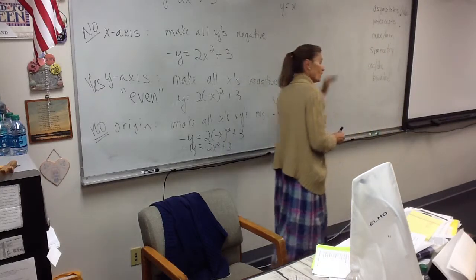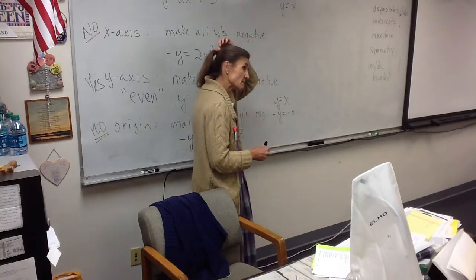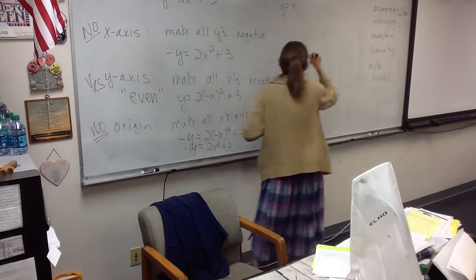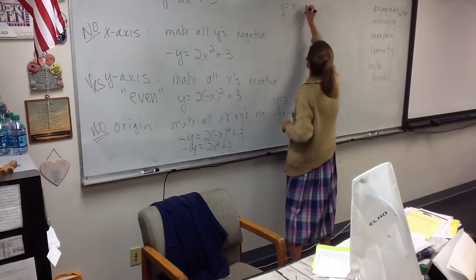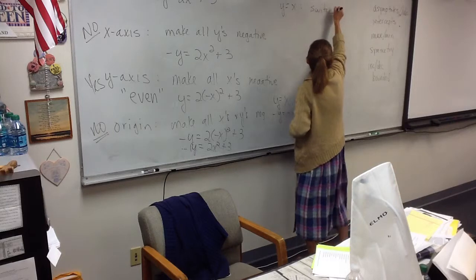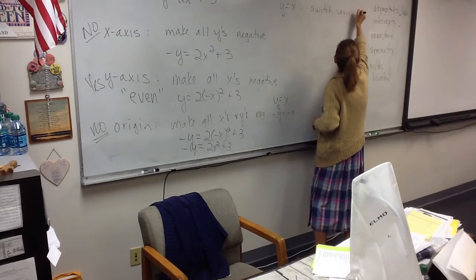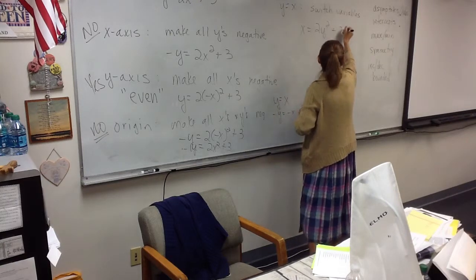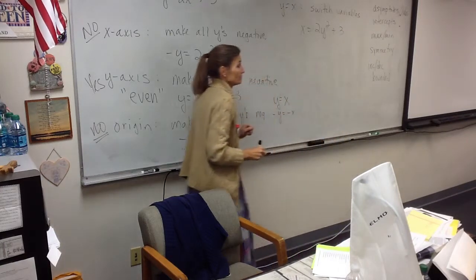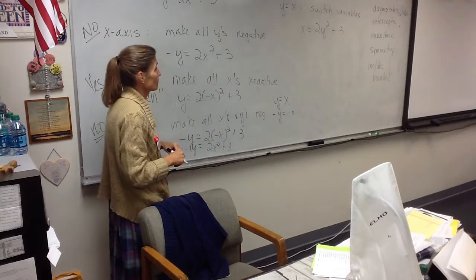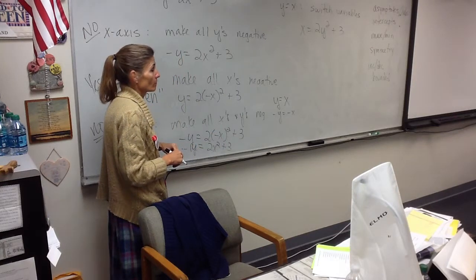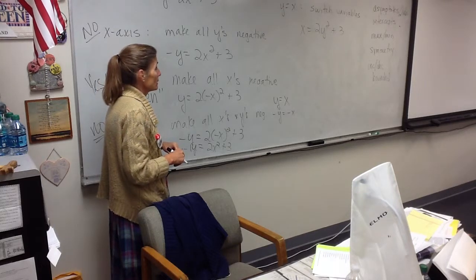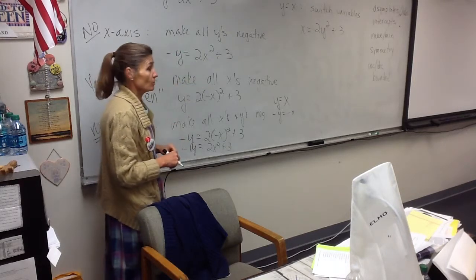This one is the tricky one. Anybody guess or remember how to test for symmetry about the identity line? It's real easy. You switch your variables. So our new equation would be x equals 2y squared plus 3. Now, is that the same as the equation I started with?